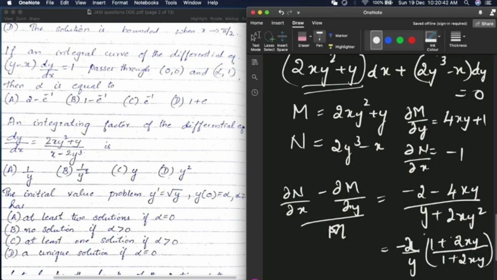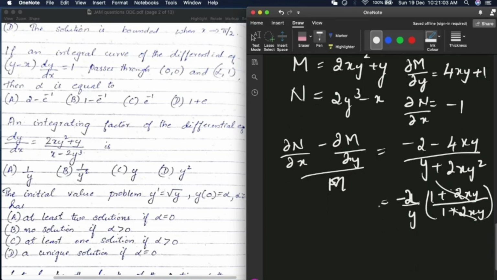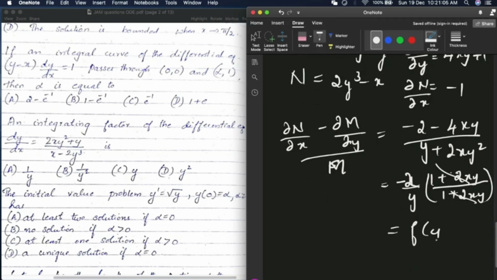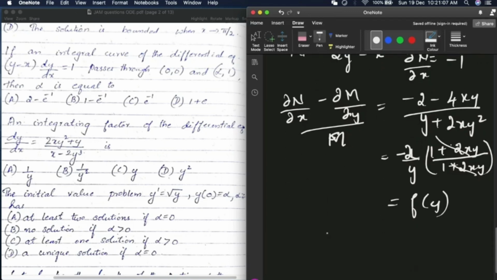So always observe these expressions and try whether, when you subtract, you're able to get a common term from here, either x term or y term. So accordingly, you can take the difference. So this has to be a function of y, or else dou m by dou y minus dou n by dou x, divided by n, should be a function of x. So both the things you can just observe the terms and find out so that you can do it quickly. So this is a function of y, which is exactly what we want as per that rule.